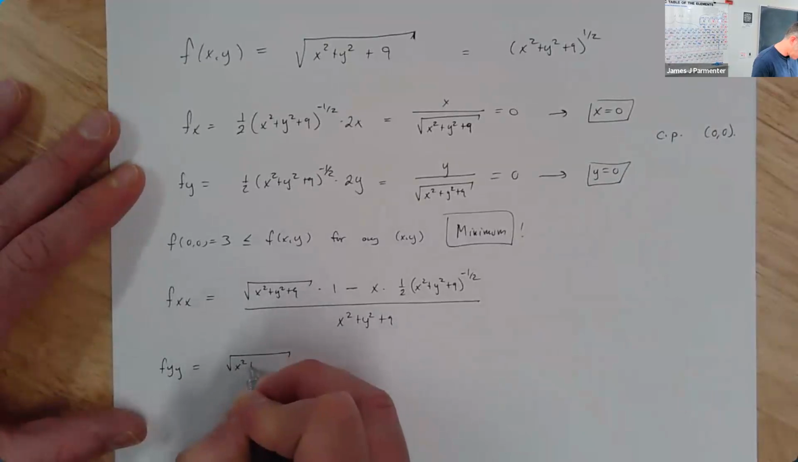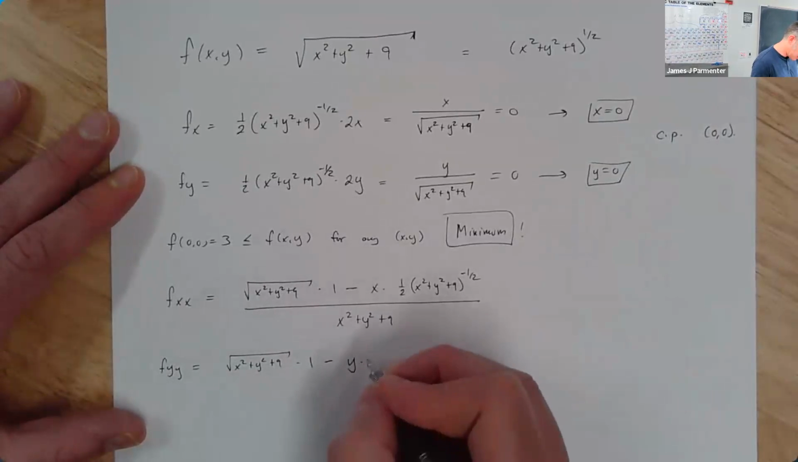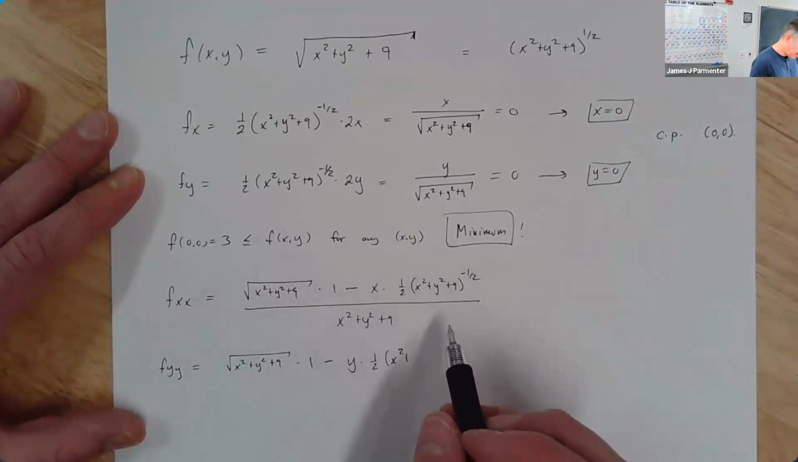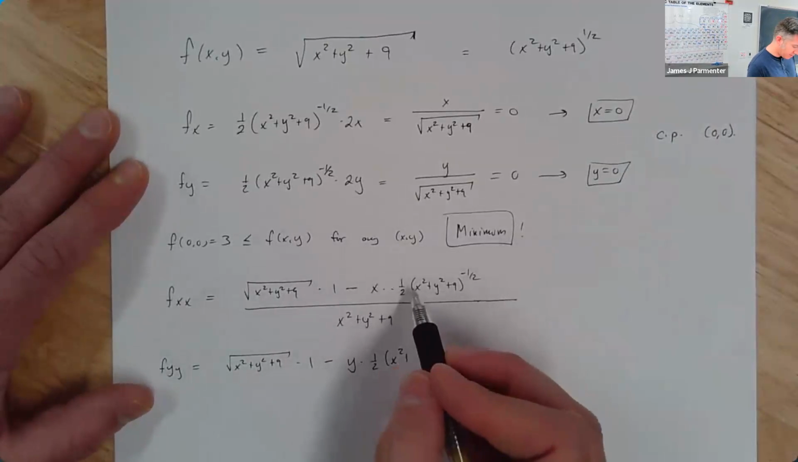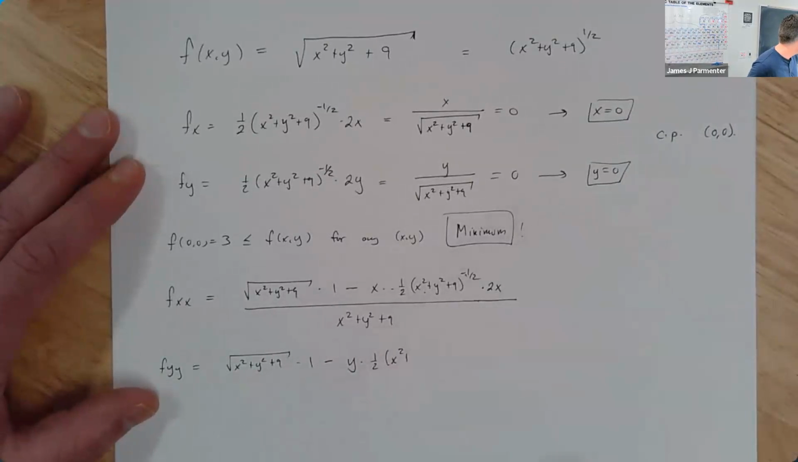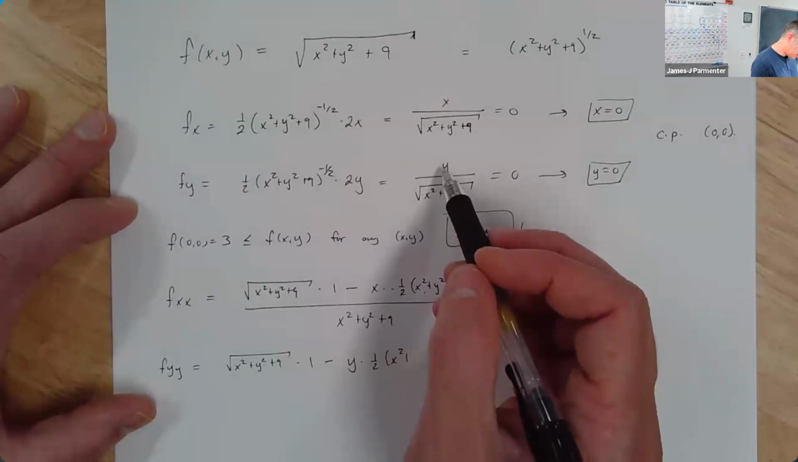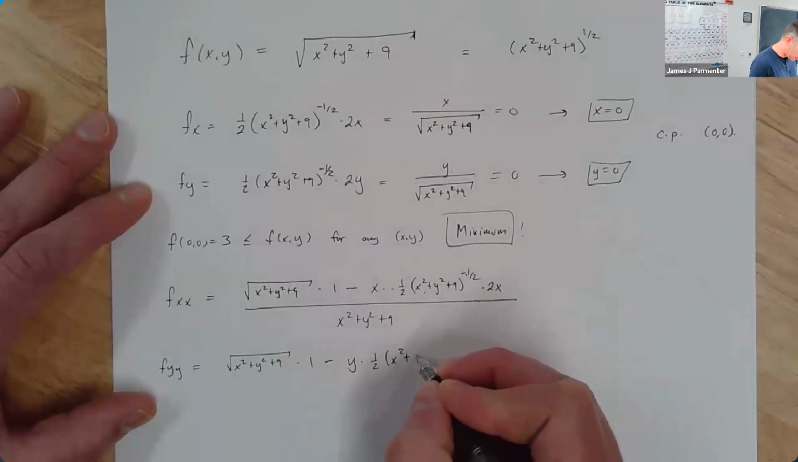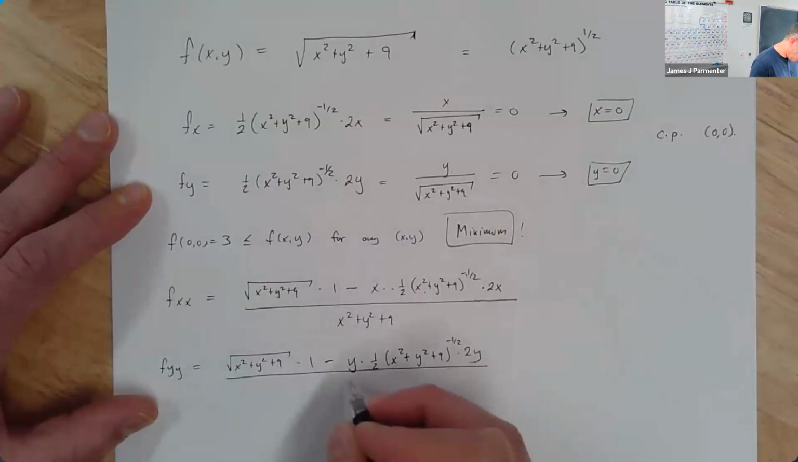It's going to be the square root of x squared plus y squared plus 9 times 1 minus y times 1/2 times x squared plus, oops, nope. I missed something over here. I forgot the chain rule. I did 1/2 times my stuff to the negative 1/2, and I forgot to multiply by the derivative of the inside stuff. Sorry about that. Same deal up here. I get my bottom times the derivative of the top minus my top times the derivative of the bottom. That's going to be 1/2 times x squared plus y squared plus 9 to the negative 1/2 times 2y, all over x squared plus y squared plus 9.